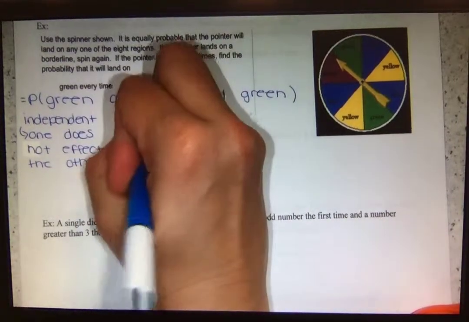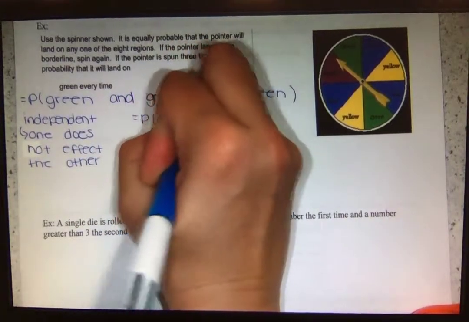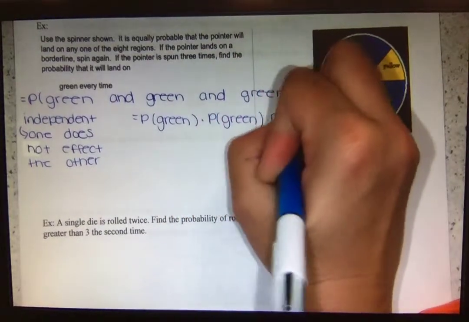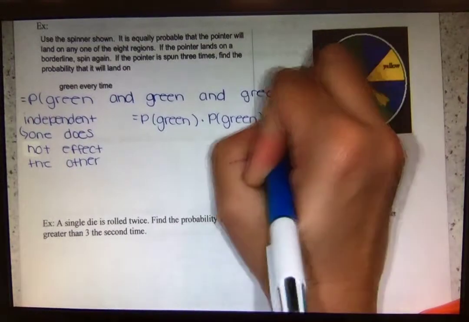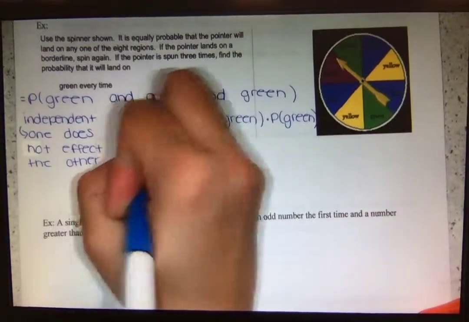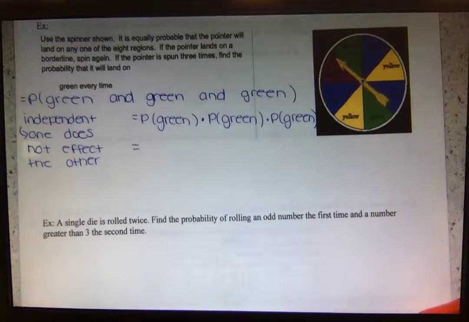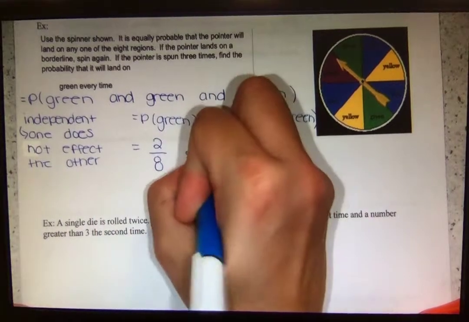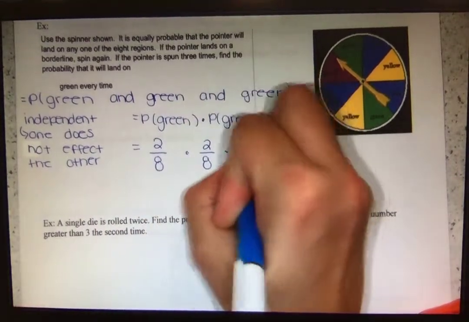So that means our formula is the probability of landing on green times the probability of landing on green times the probability of landing on green. What is the probability of landing on green? How many green regions are there? 2 out of how many total? 2 out of 8 total. So same thing, 2 out of 8 times 2 out of 8 times 2 out of 8.